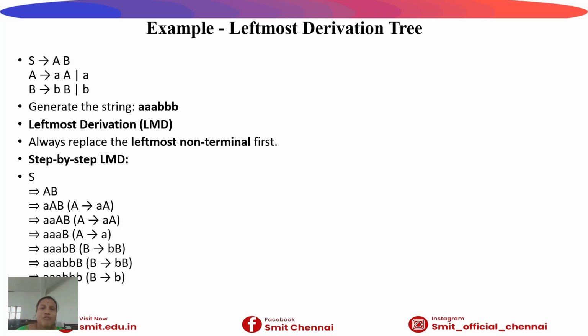Now the example for the leftmost derivation tree. The production rules are S substituted by A B, A substituted by a A and also a, and B substituted by b B and also b. This generates the string aaabbb in the leftmost derivation. It is one memorable point: always remember that the leftmost non-terminal is replaced first.